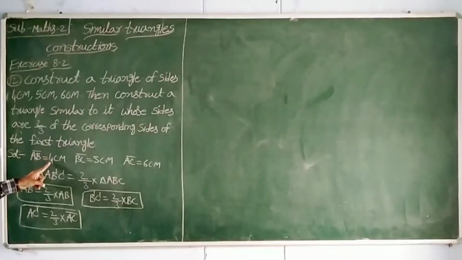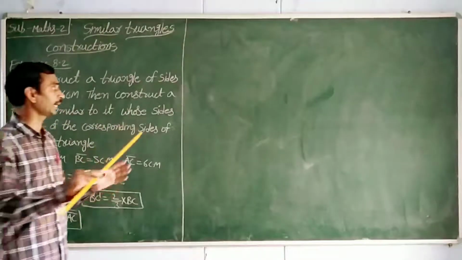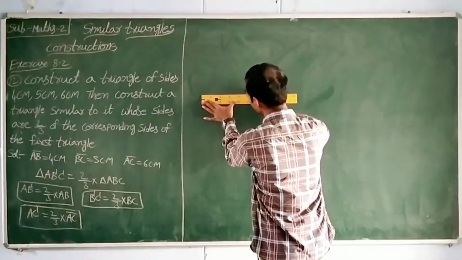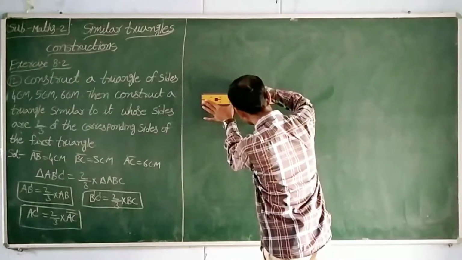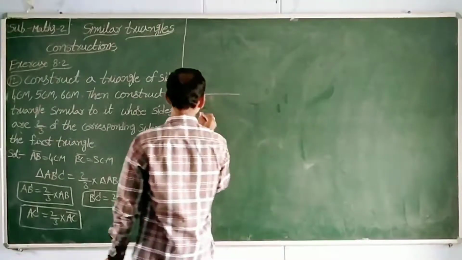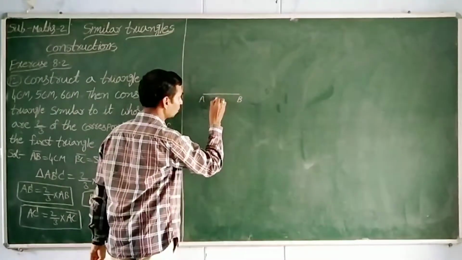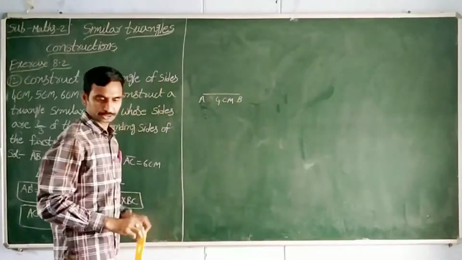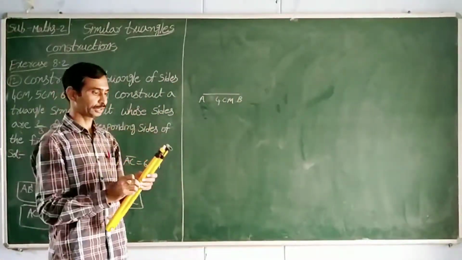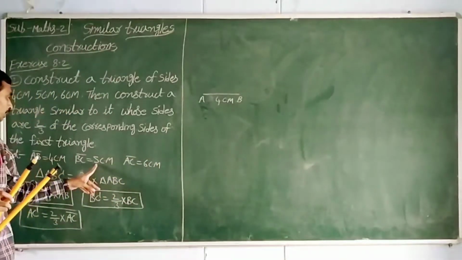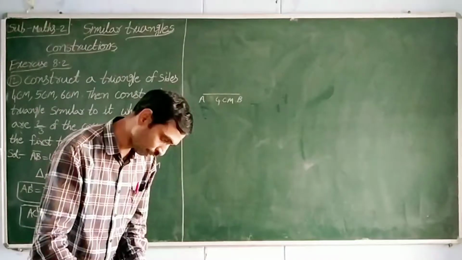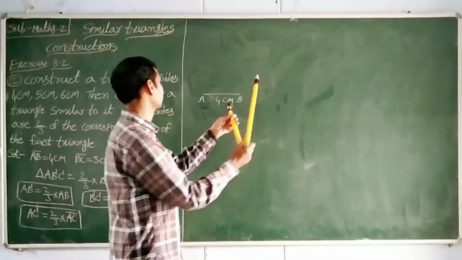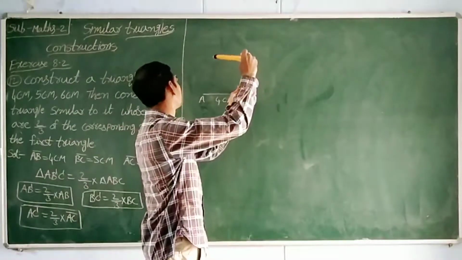After that, you can construct the triangle ABC using the given measurements. Here AB is equal to 4 centimeters. You can take the scale. First, draw the 4 centimeters line segment. So, that is AB. AB is equal to 4 centimeters. After that, you can take the compass. Here, BC is equal to how much? 5 centimeters. From B, you can draw a 5 centimeter arc.